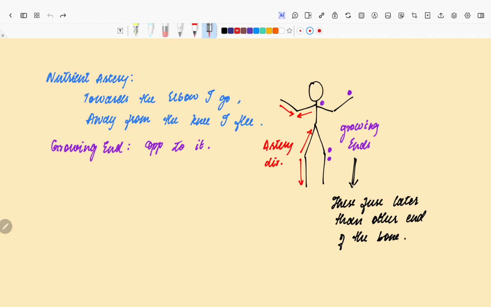Okay, the growing end, that's the growing end. It takes longer, it grows more than the other opposite end. So the growing end will fuse a little later than the other end of the same bone.